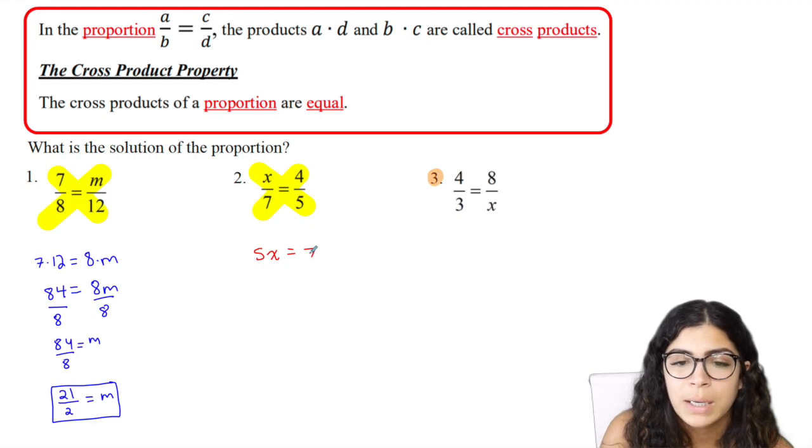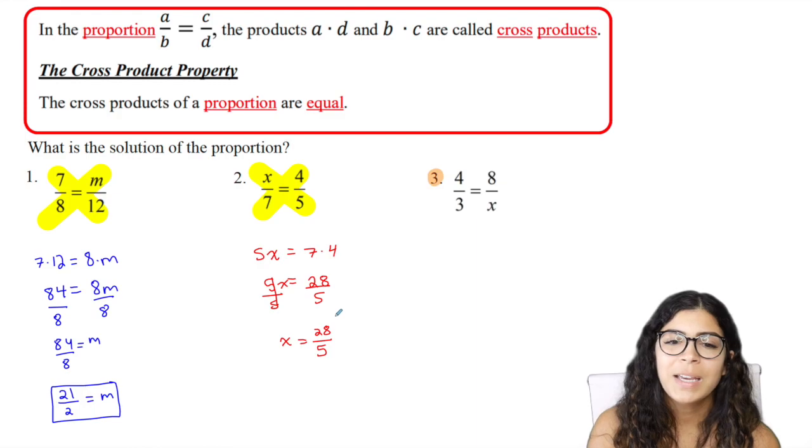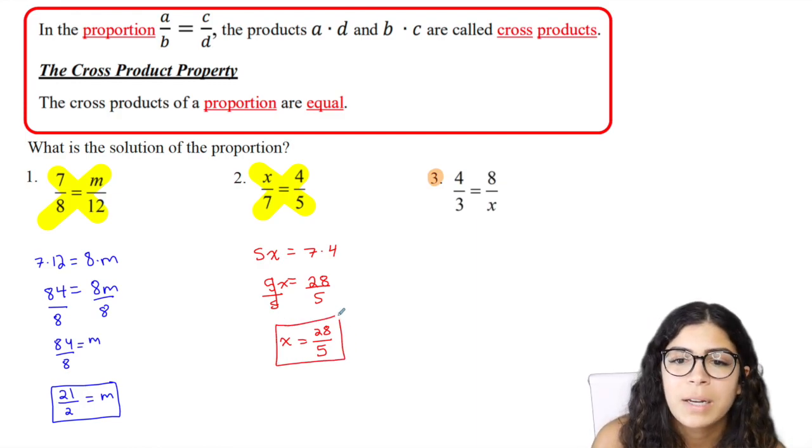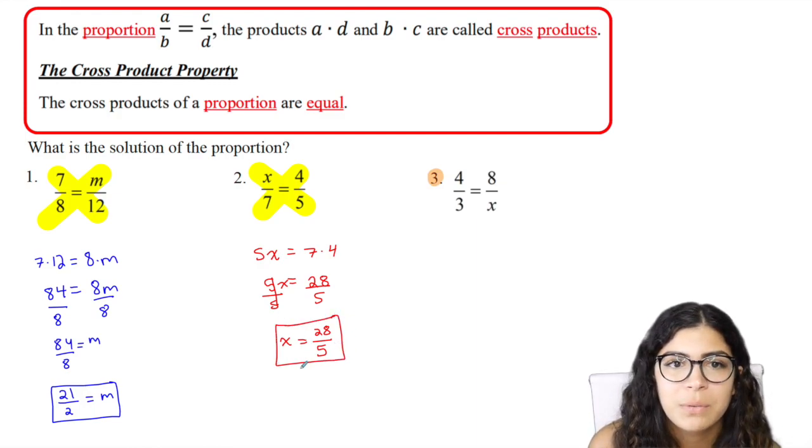7 times 4 is 28. And so to solve for x, we just divide by 5 on both sides. So we get x is 28 over 5. And 28 over 5 can't be simplified further, so that's our final answer. Okay? So go ahead and pause the video and try number 3 really quickly.